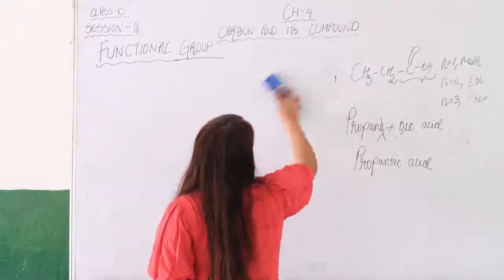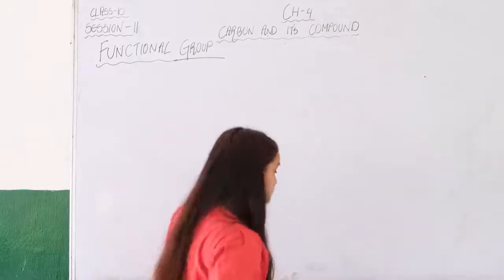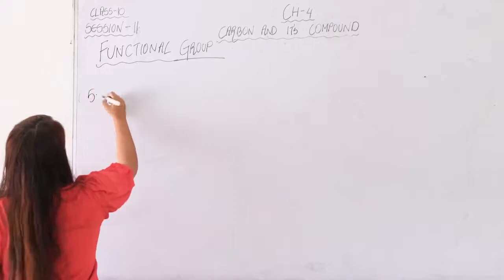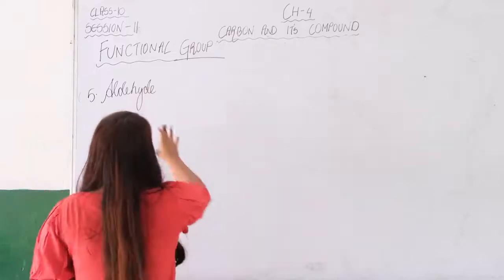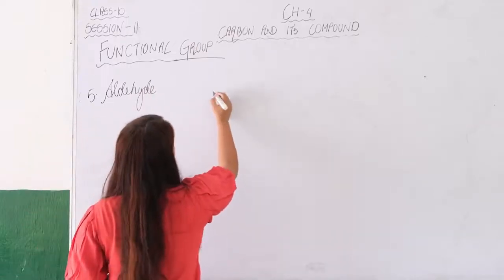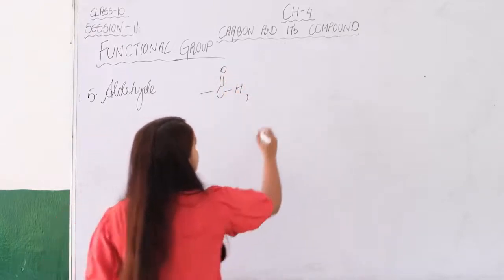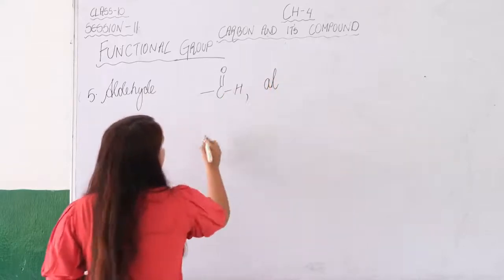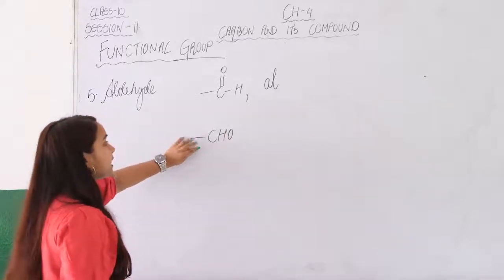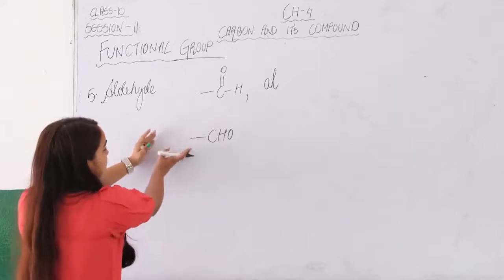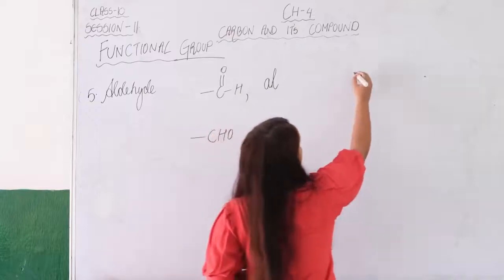Now let us see the last functional group mentioned in your textbook, which is aldehyde. Aldehyde has the functional group shown here, and the suffix present is al. This also can be written as CHO. You see that here also the dash is present on the left hand side. That means the compound will be added to the left hand side and the functional group should be present at the last. Let us take an example of propane again.